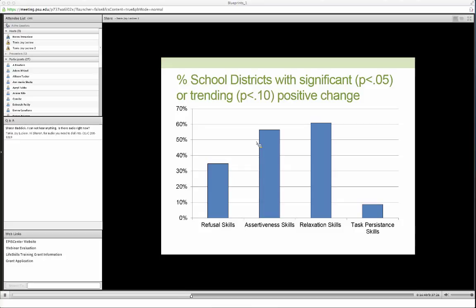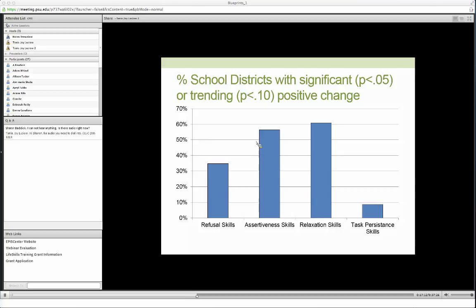And here's the information again on either trending or significant positive change across the school districts. So we had about 35% of our school districts that had significant or trending positive change in refusal skills. Over 50% had significant or trending positive change in assertiveness and relaxation skills. Only task persistence skills seem to be a challenge.